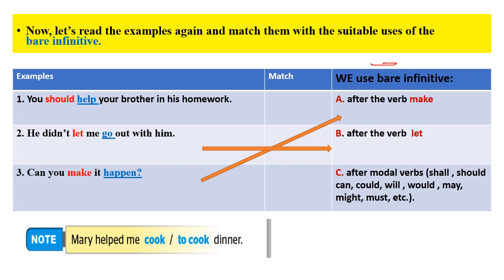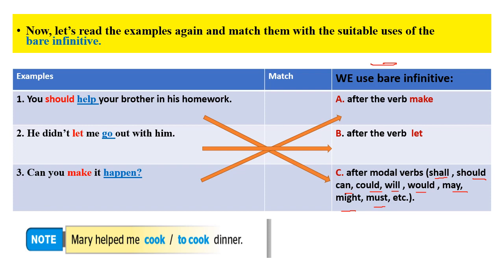C, after modal verbs. Modal verbs means you have something like shall, should, can, could, will, would, may, might, must, etc. These are called modal verbs, and after them comes bare infinitive, only the base form of the verb without to. Like in example 1, you should help your brother in his homework.